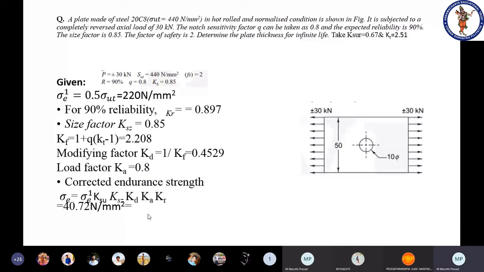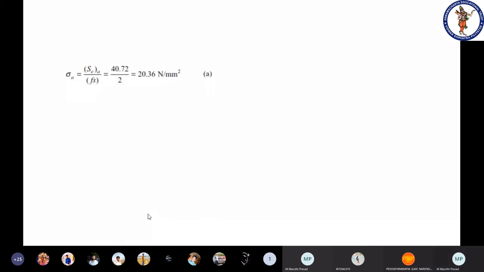Here there is no necessity to plot the SN diagram. The SN diagram will come into the picture only for finite life problems. Here we don't need that particular SN diagram. So we are calculating the stress amplitude. The stress amplitude equals the corrected endurance strength divided by the factor of safety, that is 40.72 by 2, which becomes 20.36.